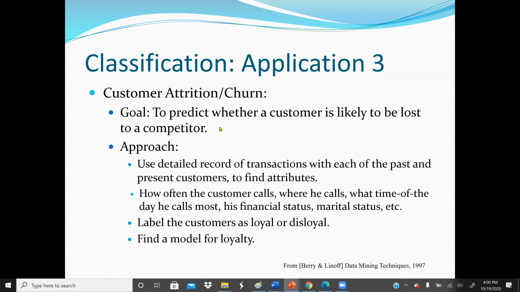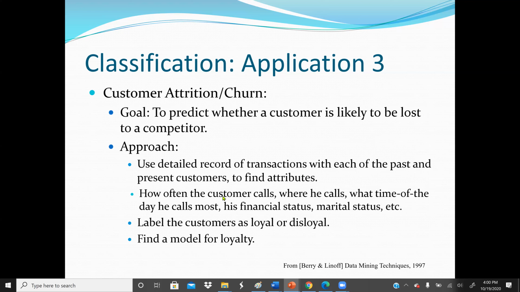And we try to take as much data from the customers as we can, and we input this data again to see how the algorithm will run on it and what decision it gives us. So the approach to use here in order to avoid attrition is that we use a detailed record of transactions with each of the past and also present customers to find the attributes.